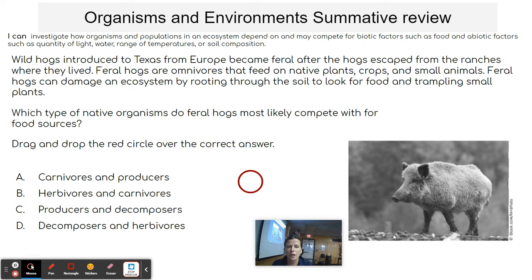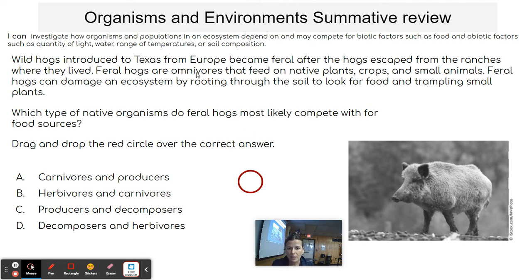For your starter, wild hogs introduced to Texas from Europe became feral after the hogs escaped from the ranches where they lived. Feral hogs are omnivores that feed on native plants, crops, and small animals. Feral hogs can damage an ecosystem by rooting through the soil to look for food and trampling small plants. Which type of native organisms do feral hogs most likely compete with for food resources?